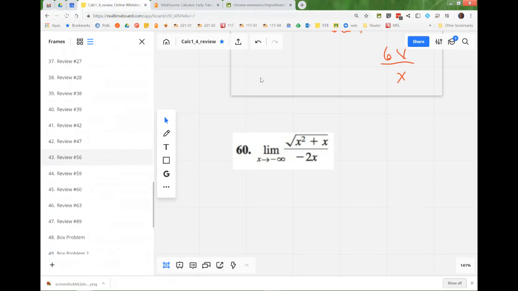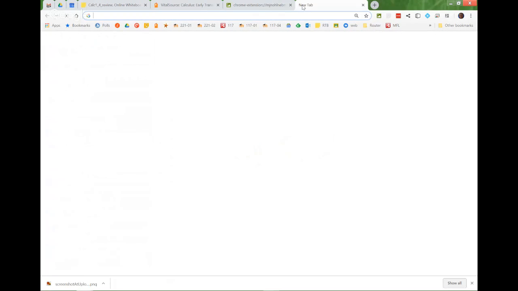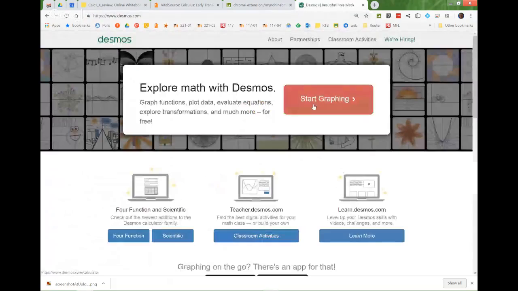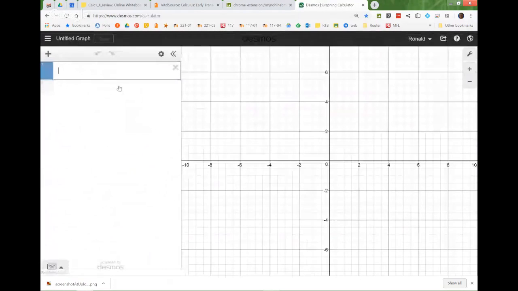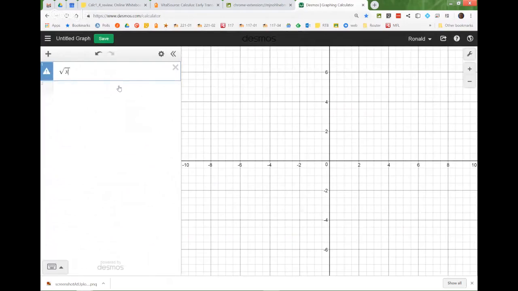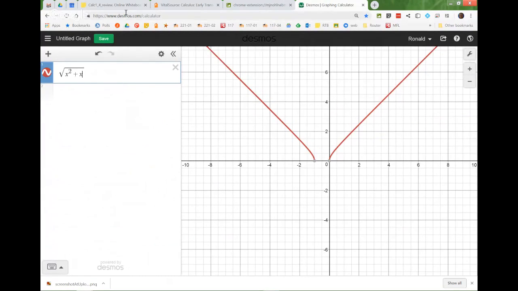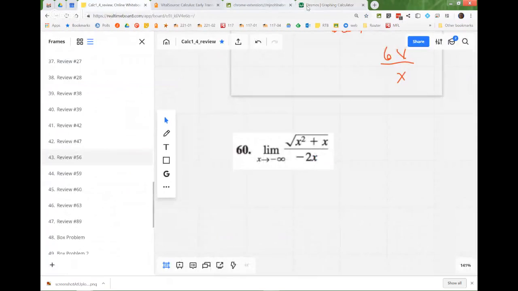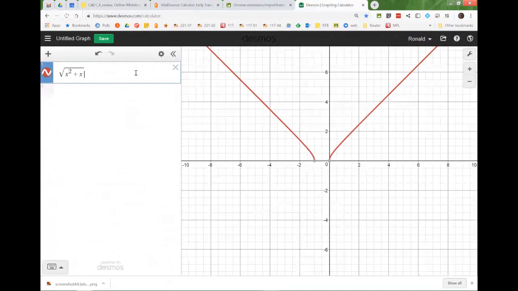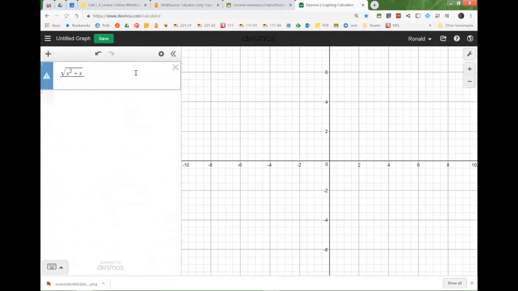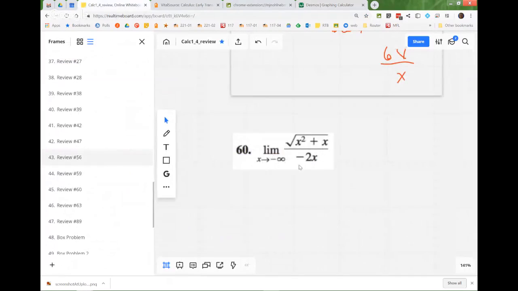Let's just take a look at that one in Desmos. Square root of x squared plus x. And then what was the rest of that? Negative 2x on the bottom. And the point is, as x approaches negative infinity, what's going to happen?